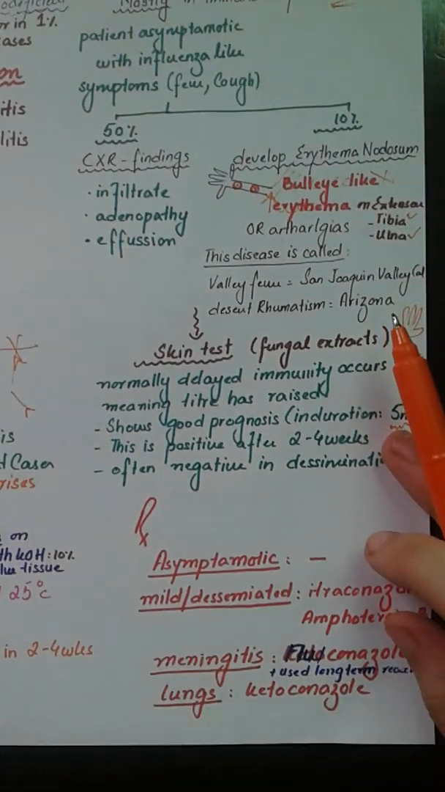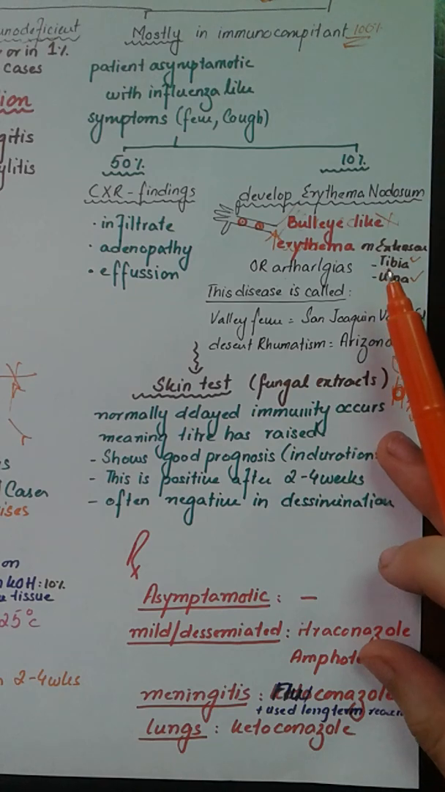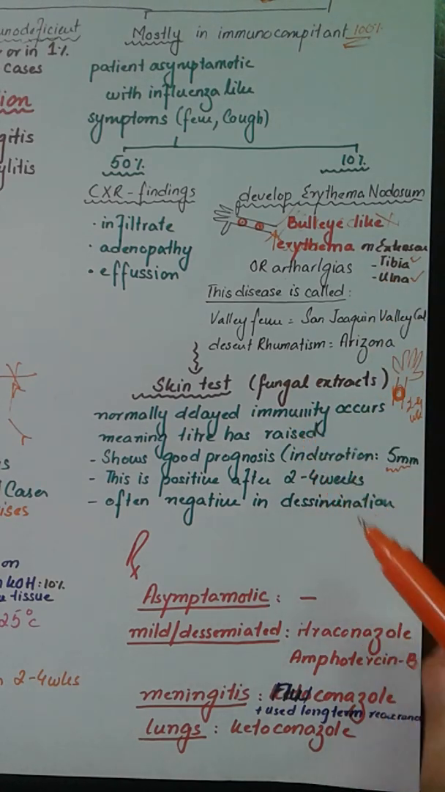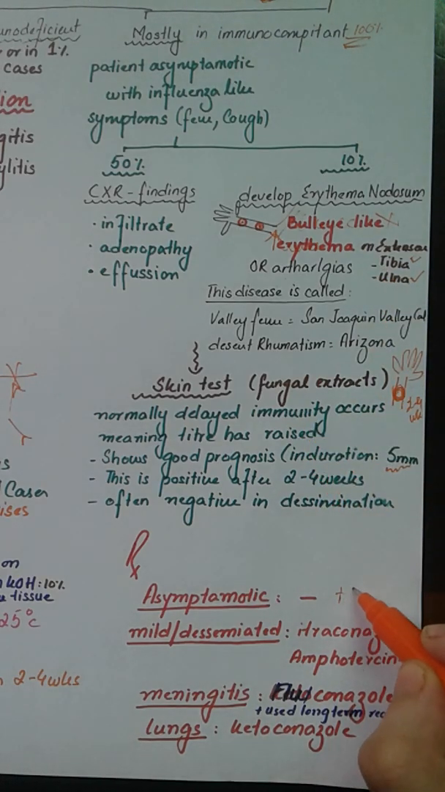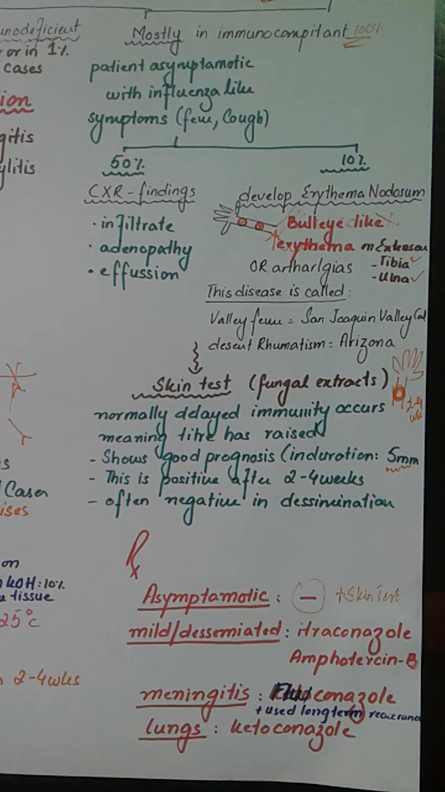Now, if the patient is asymptomatic, or had influenza-like symptoms and we had a positive skin test, we normally do nothing. Because it's a fungal infection, it will go away, the immunity will develop. You do not need to take any form of drugs in order to combat it.